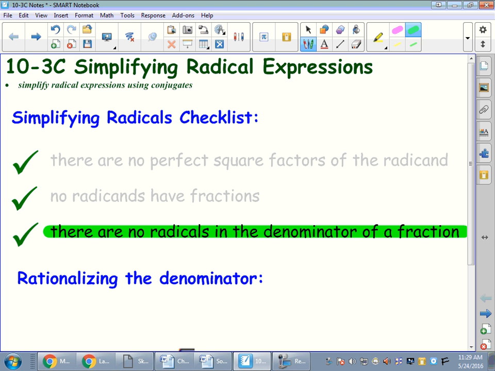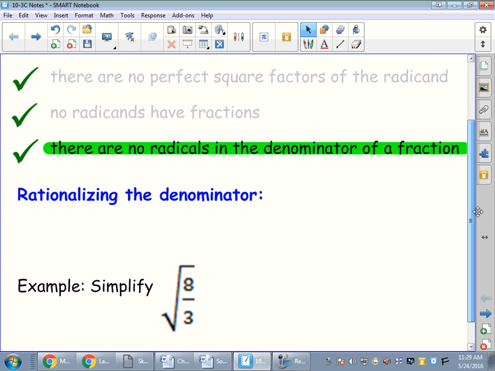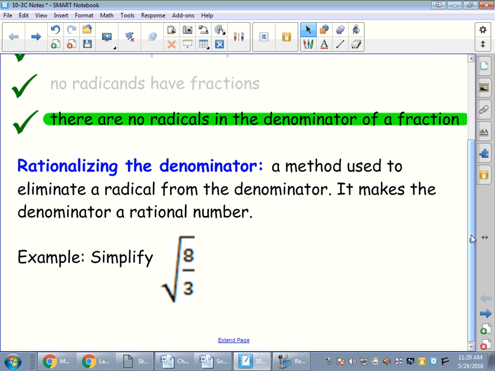A lot of the similar things that we've already worked with, it just builds upon what we did yesterday. To rationalize the denominator is a method to eliminate a radical in the denominator. It makes the denominator a rational number. So we already did that. Just to review that concept, in 10-2, we said that this is a fraction, and you can't have a fraction under the radical sign. So we fixed that rule.